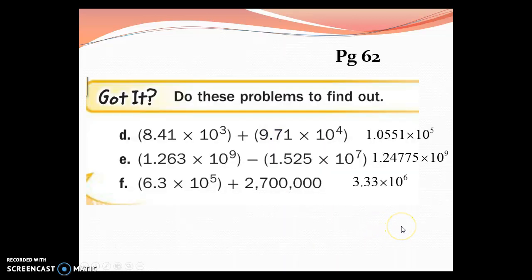What we want you to do is try these 3 problems. Actually, the answers are right here. I should have had them fly in. That's okay. See if you can do them. Show all your steps, and see if your answers match up.